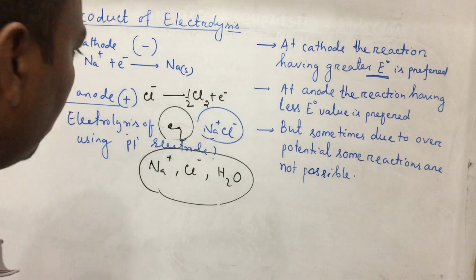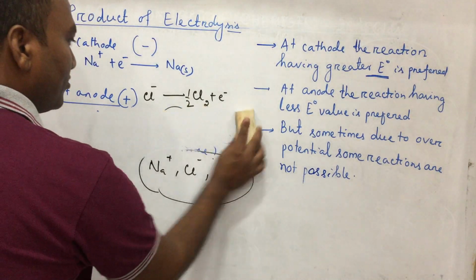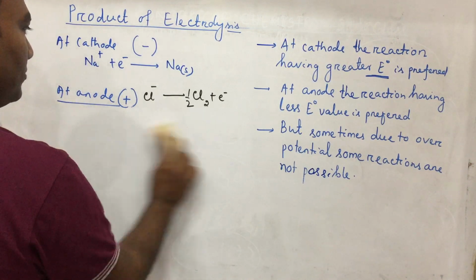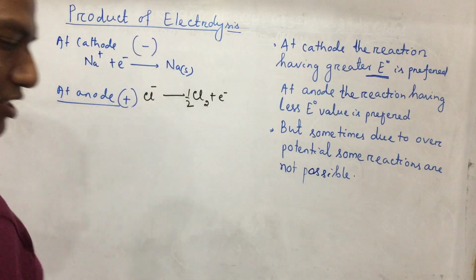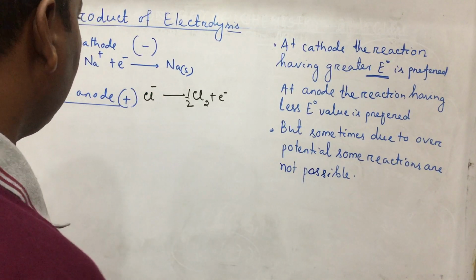Okay, are you getting this point? So what is the answer you see? First we have to check the possible reactions. So at cathode, this is one reaction. At anode, this is another reaction.